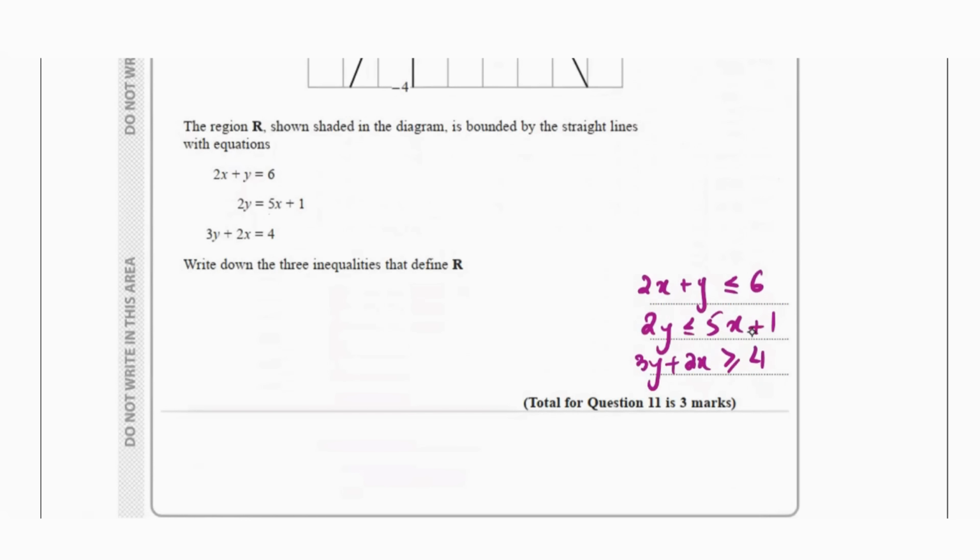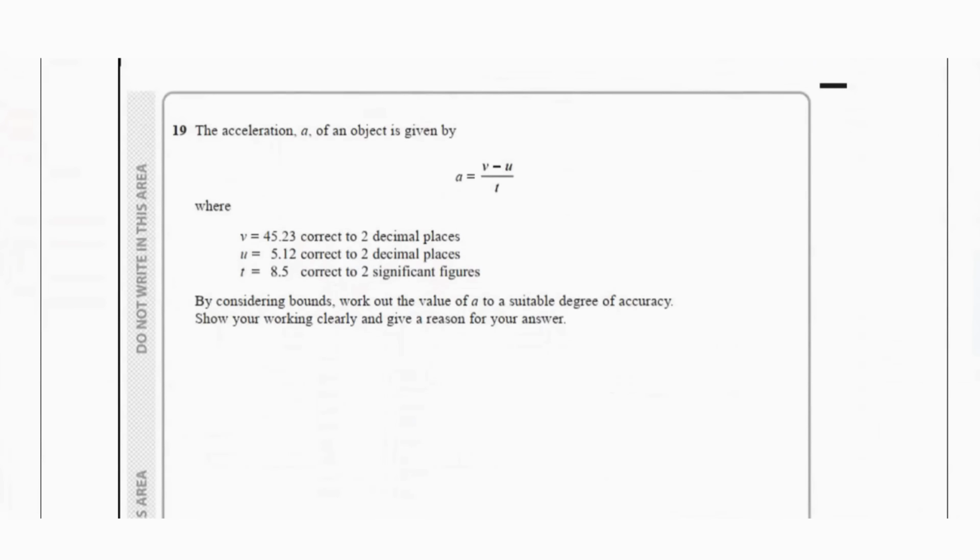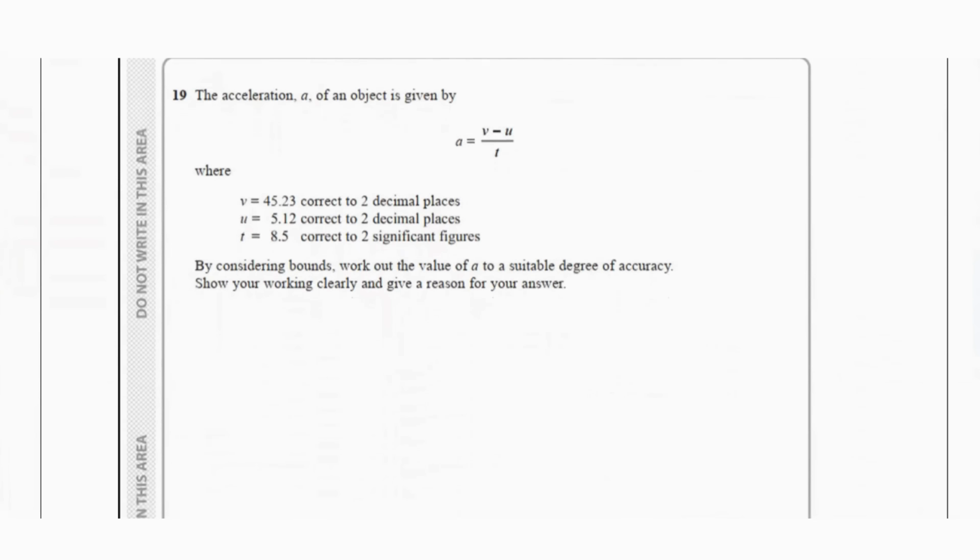These are inequalities based on the given graph. Next we have upper bounds and lower bounds. I heard that in paper 1, we got an easy question for upper bounds and lower bounds. So let's do a difficult one for this.